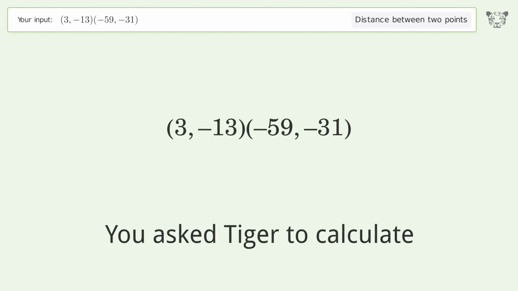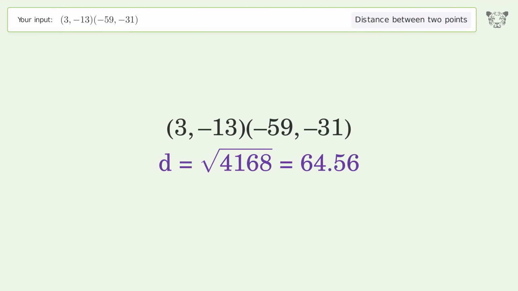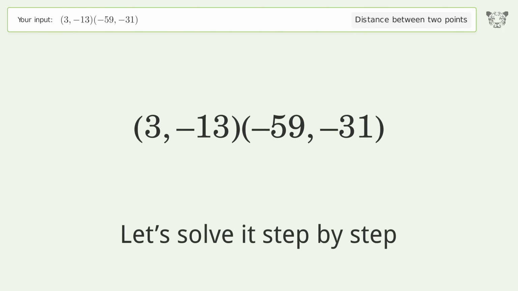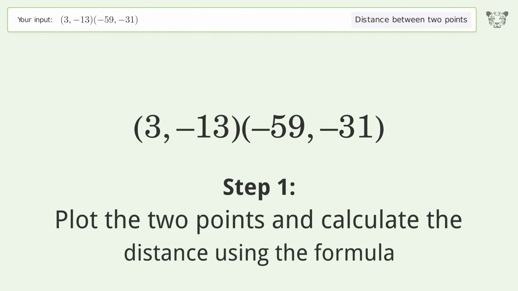You ask Tiger to calculate the distance between 2 points. The distance between the 2 points is the square root of 4168, or 64.56. Let's solve it step by step. Plot the 2 points and calculate the distance using the formula.